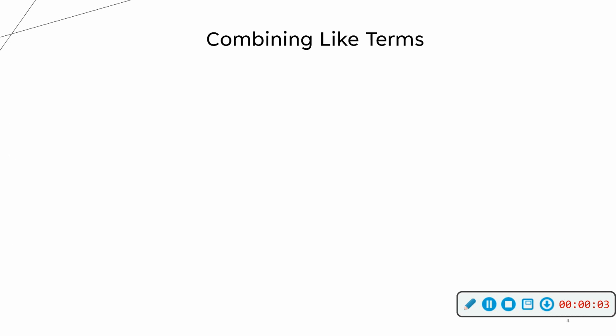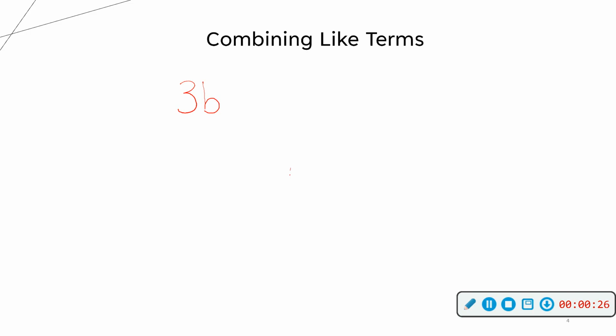Okay, let's go ahead and look at combining like terms. A few things that we need to know about combining like terms. One, they have to have the same variable. When we talk about combining terms, first of all, we have to identify what's a term. This would be a term. Why? Because it has a number and a variable.